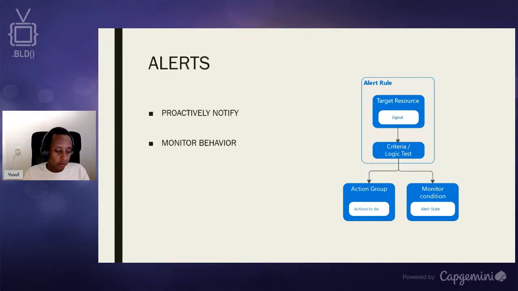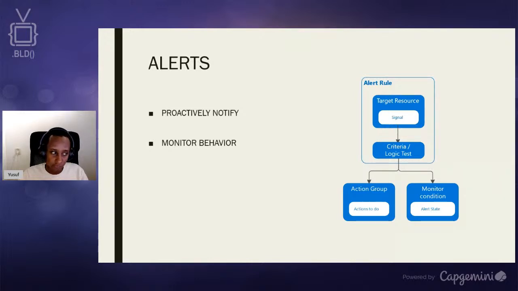The first two items, the search and the application map, are used for monitoring actions and behavior that already occurred. With alerts, you can be proactively notified. The way alerts work is, on the right you see a diagram, and you have the target resource and the criteria. The combination of those two will define the alert rule. The target resource is something whose behavior you want to track. This can be all the items within your Application Insights, or a virtual machine, or even an app service. The signal is, for example, the HTTP requests.